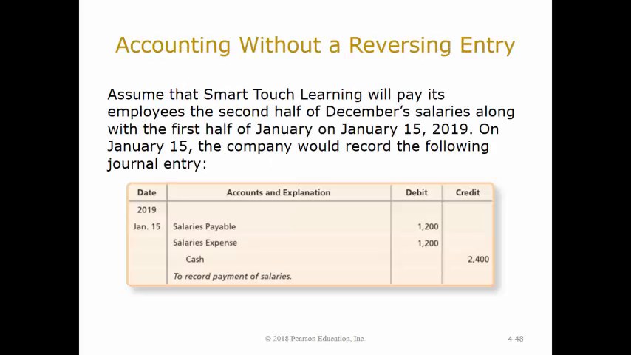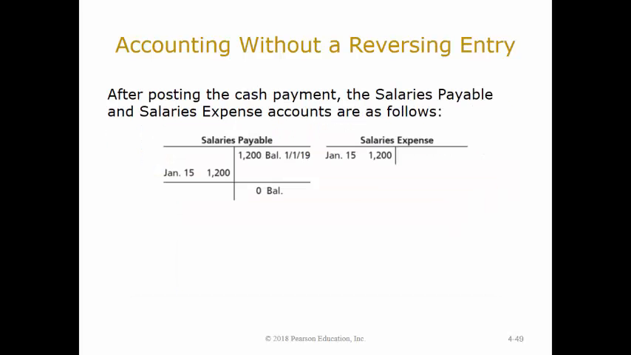Assume that Smart Touch Learning will pay its employees the second half of December's salaries along with the first half of January's on January 15, 2017. On January 15th, the company would record the journal entry to record a debit to salaries payable of $1,200 and salaries expense of $1,200 and a credit to cash of $2,400. This method of recording the cash payment is correct.